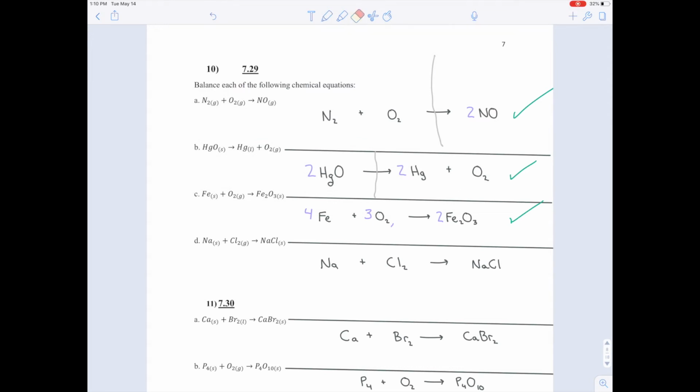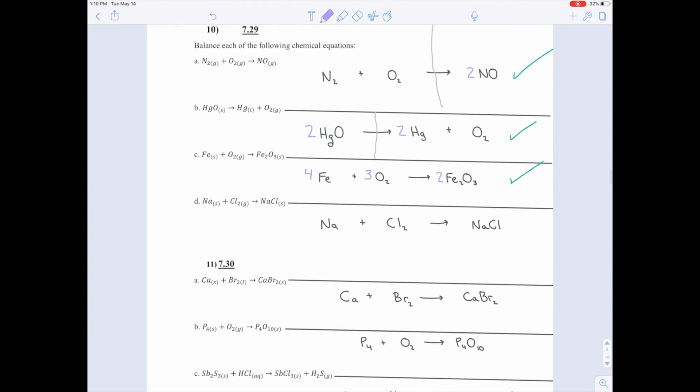So the unique thing that we saw there was if you can't multiply one number to get another, you multiply each thing by the other. So here we multiplied the 2 by 3 and the 3 by 2. And then we always go back and check to make sure that everything is balanced.